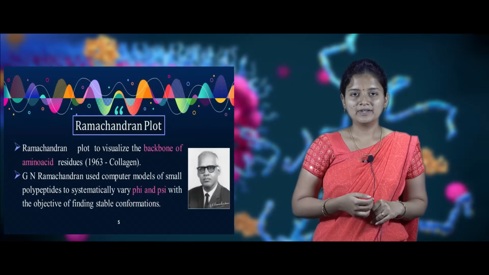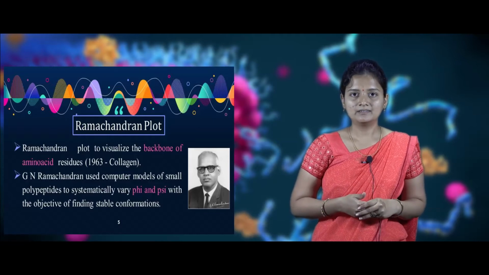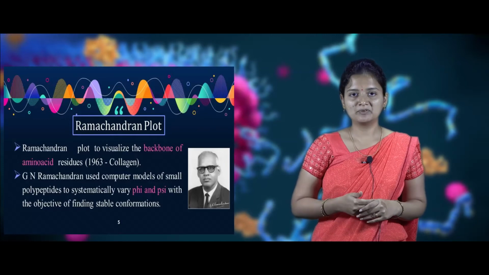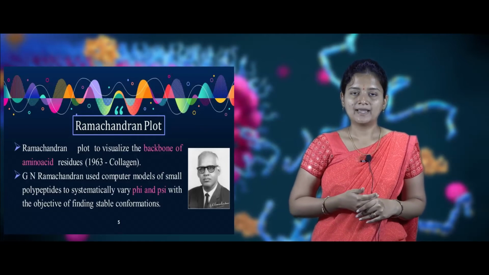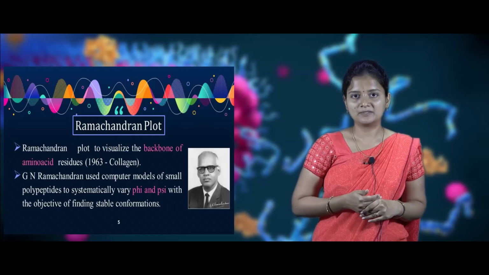Now we are going to see about the Ramachandran plot. The Ramachandran plot was first described and discussed by G.N. Ramachandran in the year 1963. He studied protein stability and conformation with the help of the collagen protein. The Ramachandran plot is a visualization of the backbone of the amino acid residues, and it also helps us to find out about protein stability.